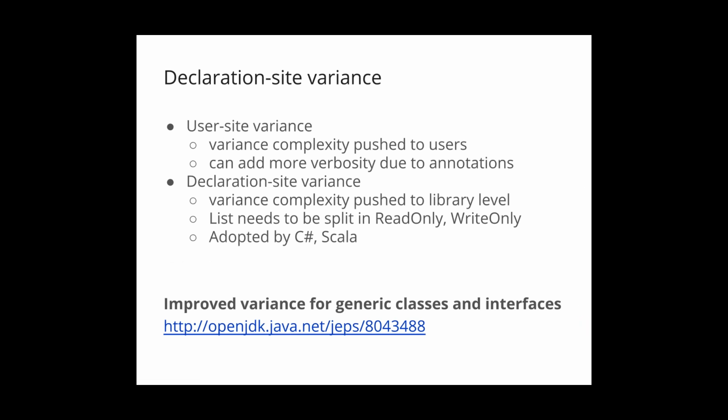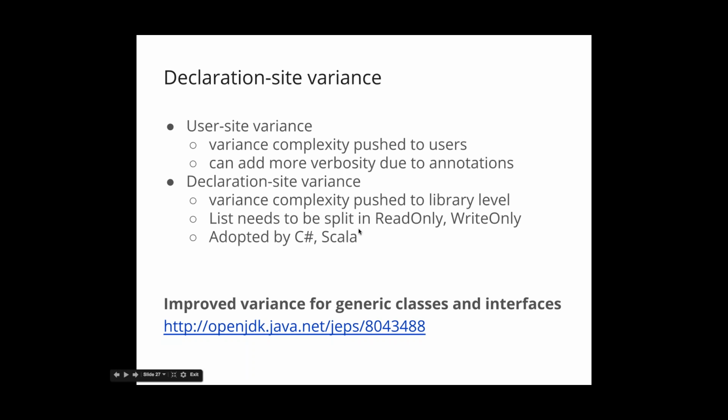There are downsides with both approaches. Use-side variance is more flexible because you can say a type can be used covariantly and contravariantly. You can pick, you can have both if you want to, but it adds a lot of verbosity and annotations in the code base. Declaration-side variance is really neat because it pushes down the complexity of the variance annotations to the library level. So as users, we don't have to worry about it anymore. We don't see it. So this is fantastic. We don't see clutter in the code.